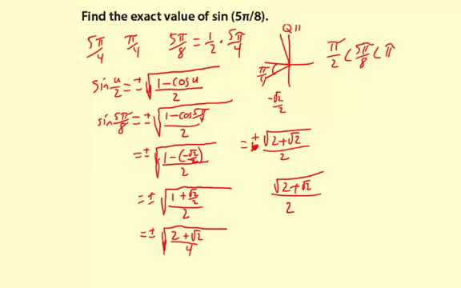Now this is a strange looking answer. You have a square root inside a square root. But I would encourage you to check on a calculator. If you do sine of 5 pi over 8 and you figure out this decimal, the decimals should be equal.